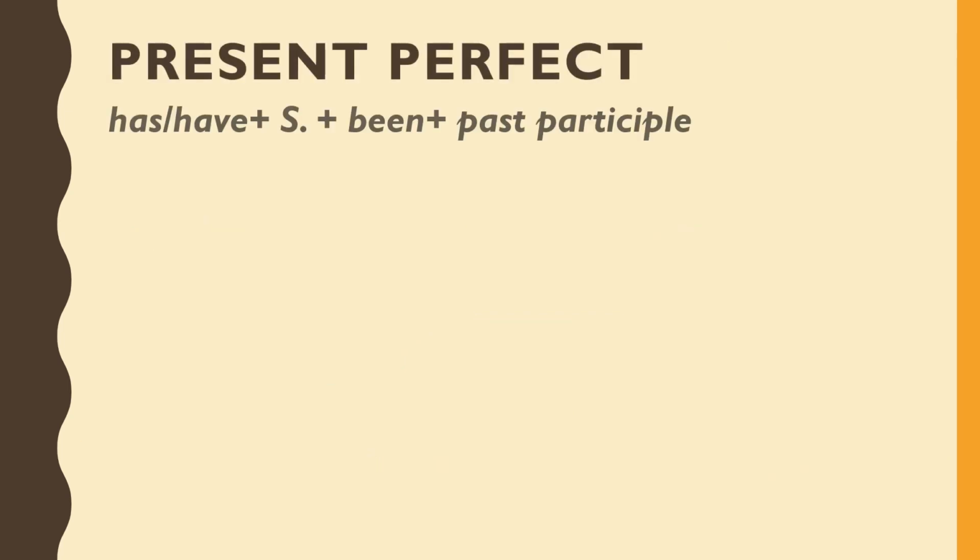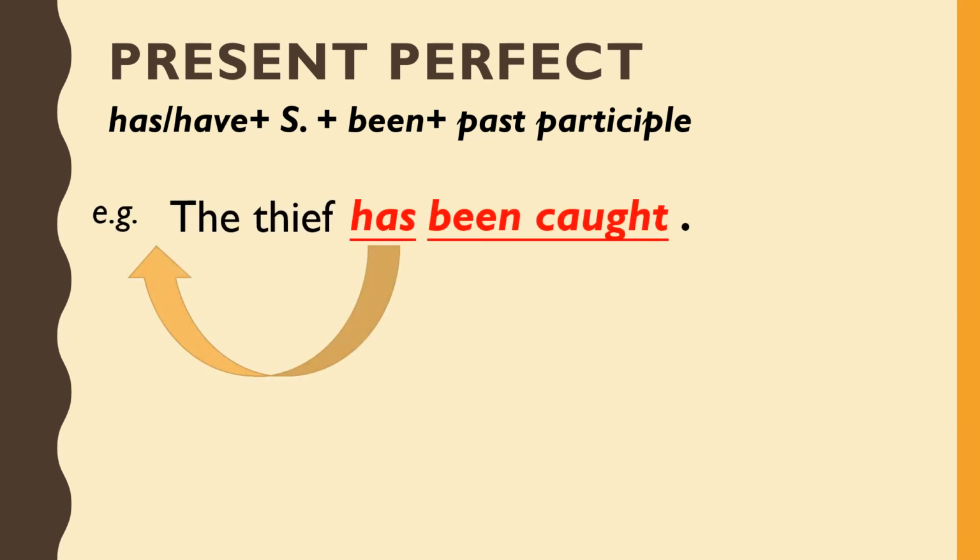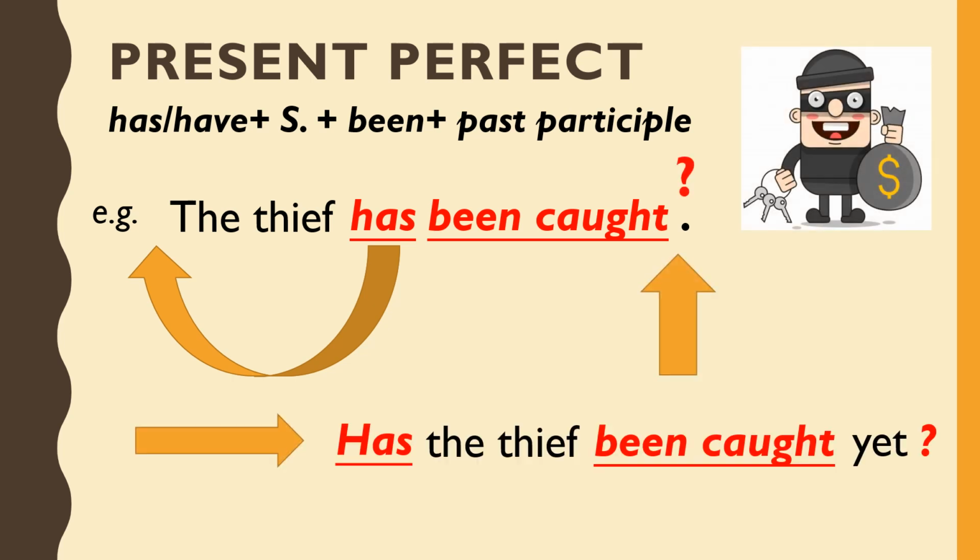Then the present perfect tense, the passive sentence is, the thief has been caught. Then we put the auxiliary verb to the front. The passive question would be, has the thief been caught yet? We add yet for the question form of perfect tense.